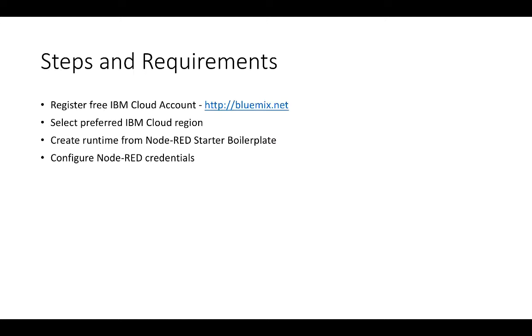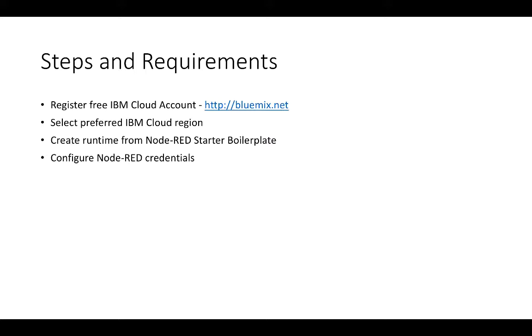The next step would be to just go and select a preferred cloud region. So IBM Cloud has a lot of data centers, primarily in US South, United Kingdom, Sydney, and Germany. By default it goes to US South, and you might just want to change it to a preferred data center. NodeRED is available across all those data centers. From there we'll create our runtime using the NodeRED starter boilerplate, and we'll configure one or two things before we finally start using NodeRED on the IBM Cloud.